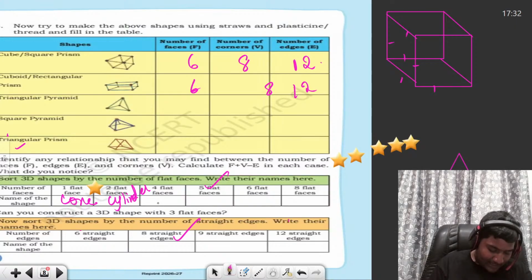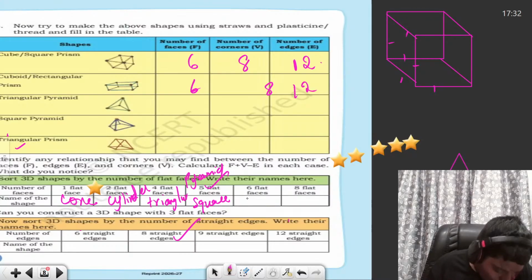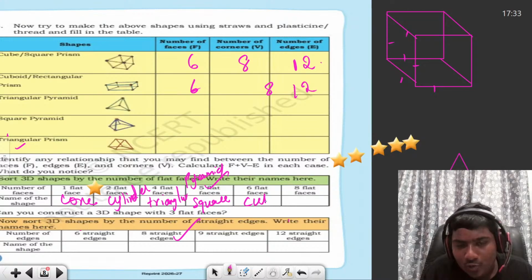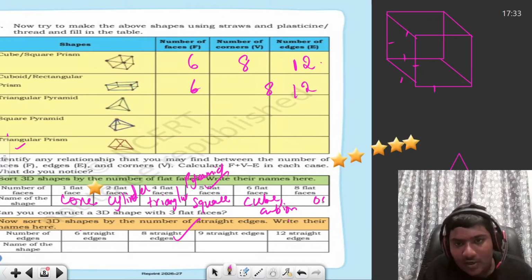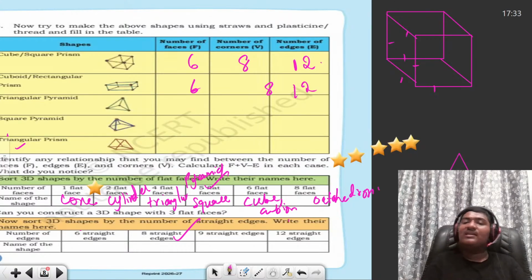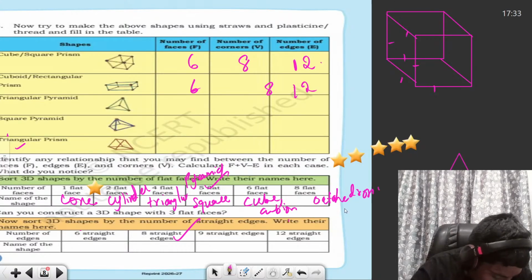And triangular pyramid, five flat surfaces, square pyramid, and rectangle also will come. And here six, cuboid. So eight flat faces, then what will it be? Octahedron, which is not important in your grade. You can learn all these in your higher grades, not now.